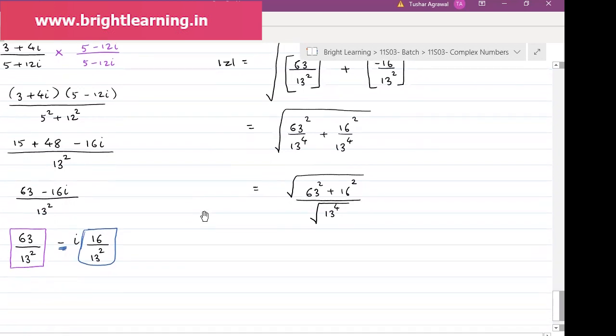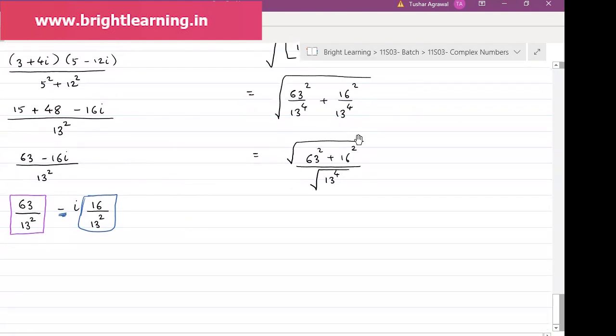What is 63 square plus 16 square? Let me calculate. Are you getting it, students? 63 square plus 16 square is 4225 under root, and the denominator is 13 square.